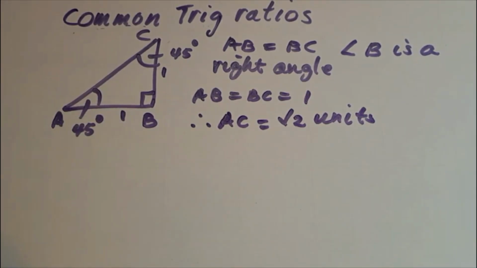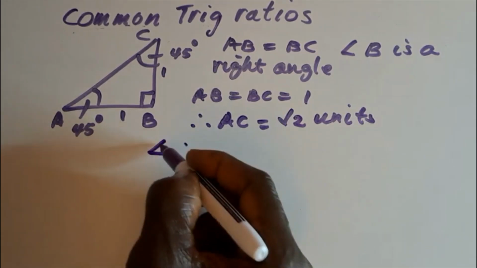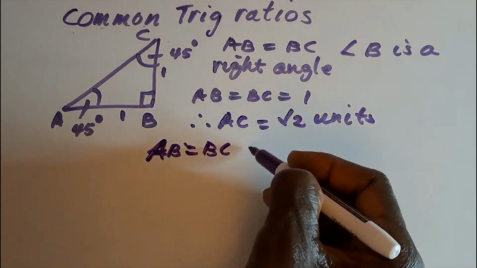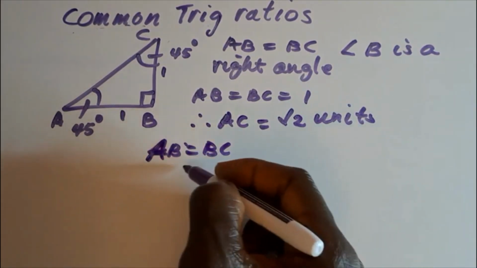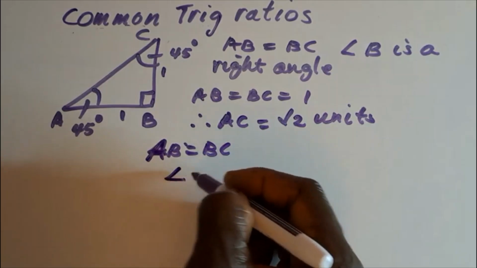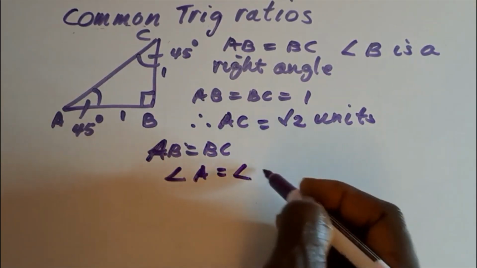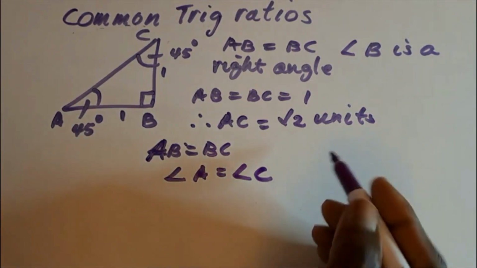So if AB is equal to BC, that implies that we have angle A is equal to angle C, which is 45 degrees or pi over 4.